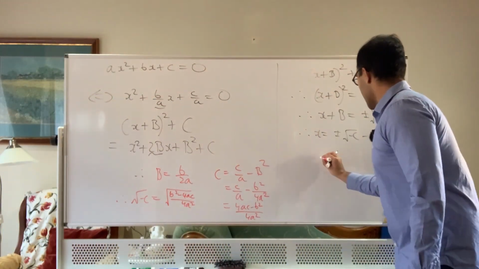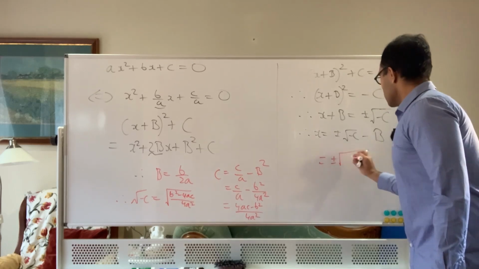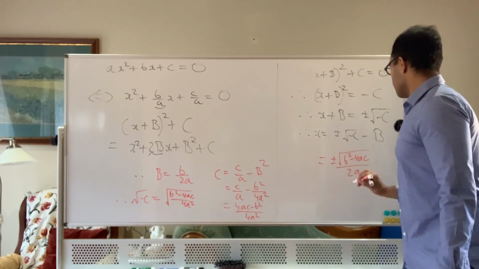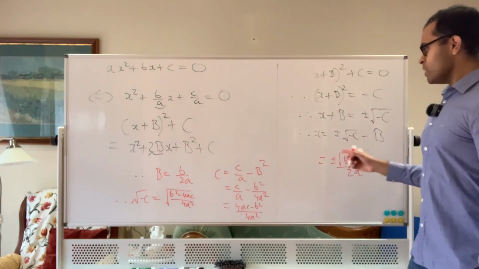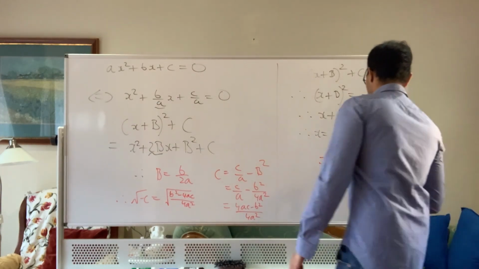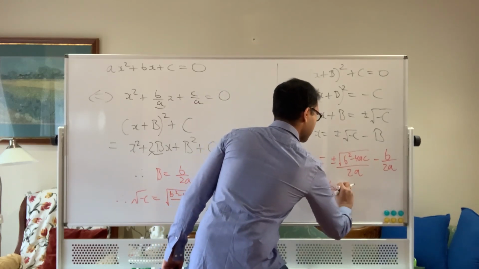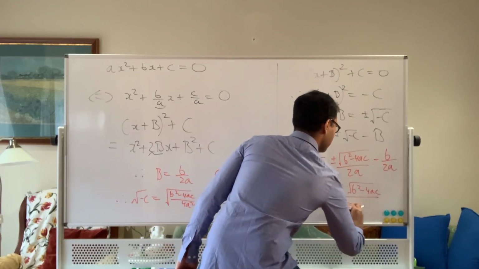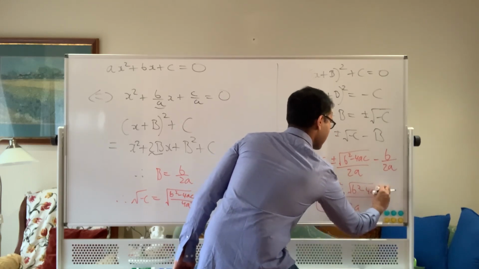So we're going to get x is equal to plus or minus the square root of b squared minus 4ac over 2a, minus big B. So what is big B going to be? Big B is going to be b over 2a. So it's minus b over 2a, which is therefore equal to minus b plus or minus the root of b squared minus 4ac, divided by 2a, and that is the quadratic formula.